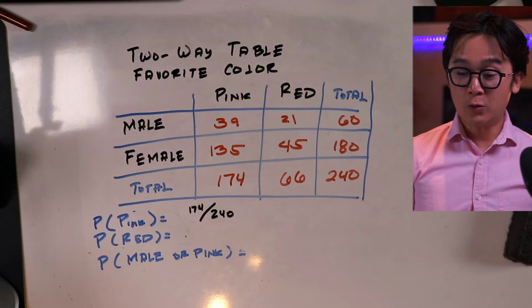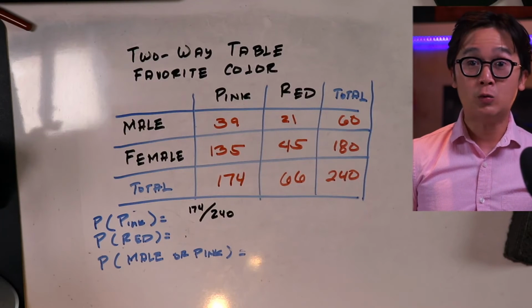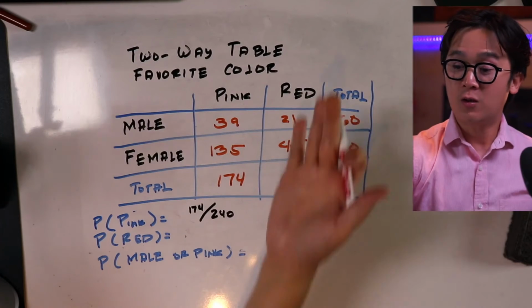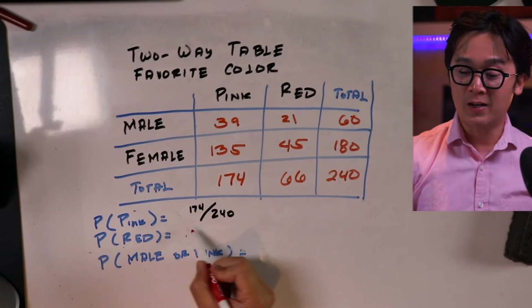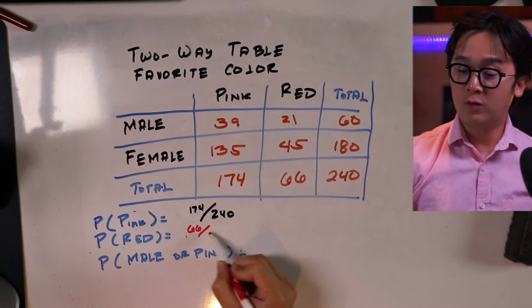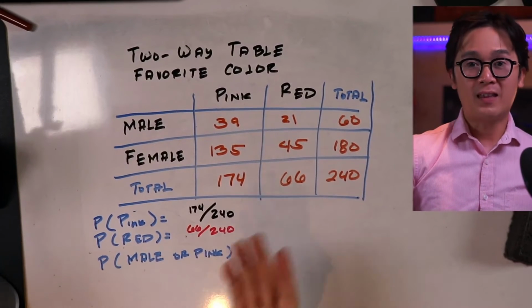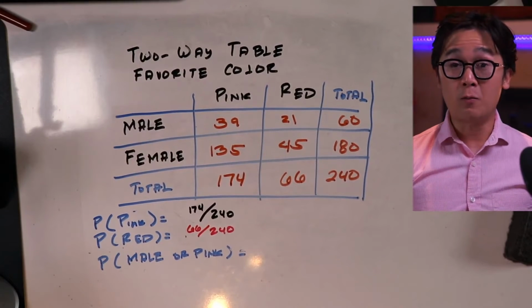And for number 2, we have the probability that a student's favorite color is red. So this will be the column for red, and there are 66 students whose favorite color is red. So we have 66 all over 240, and this will be our probability answer for problem number 2.